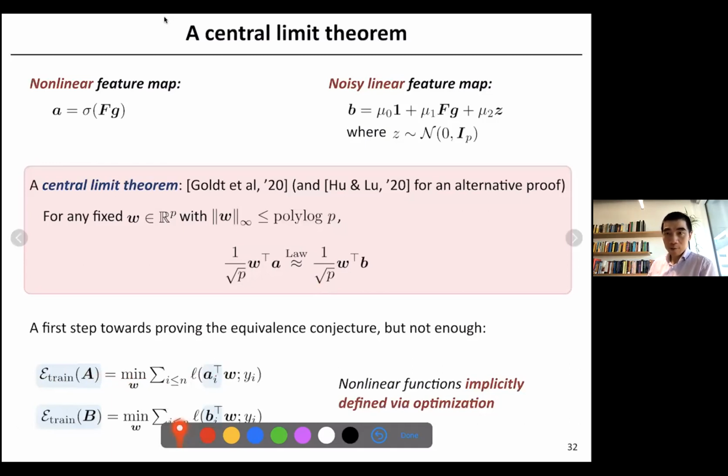So it's more challenging to prove the equivalence for this type of quantities than, for example, to prove that the A matrix and the B matrix have the same asymptotic limiting spectrum. This is one of the main technical challenges.